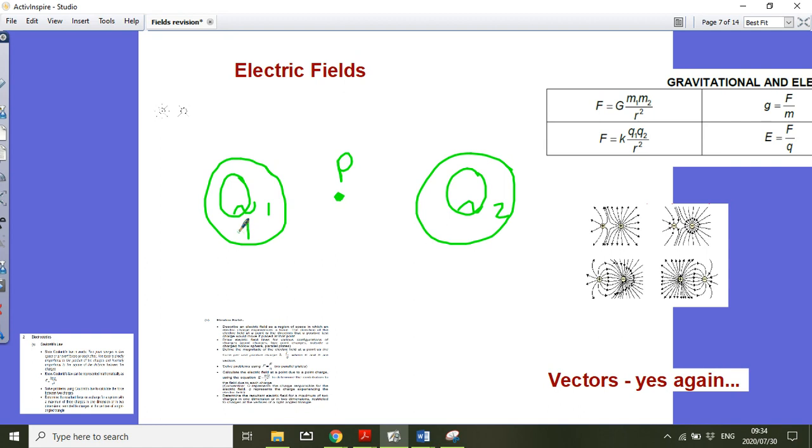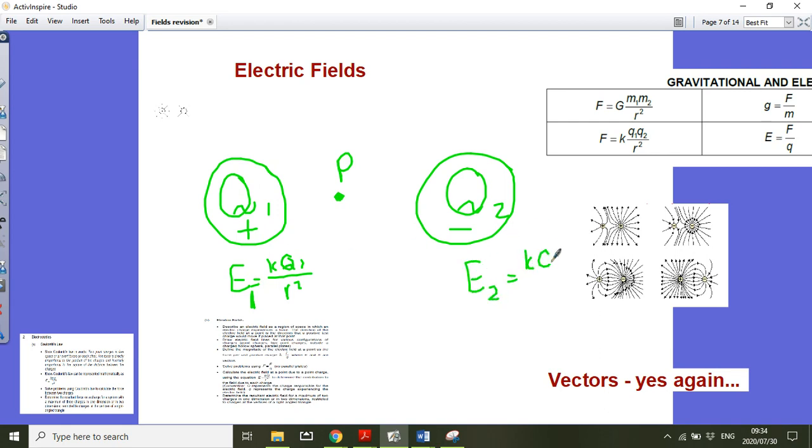Very important, you need to think about the direction. If this is positive and this is negative, again, first go and calculate your fields. So you're going to calculate the field due to this charge by using E equals K Q1 over R squared. So this will be the field around Q1. It will only be one charge.